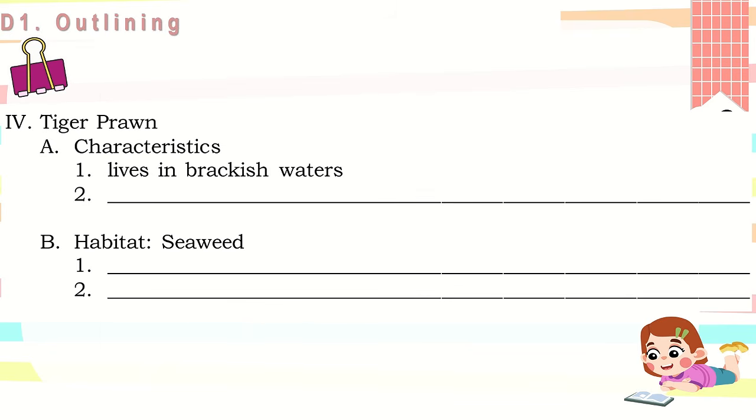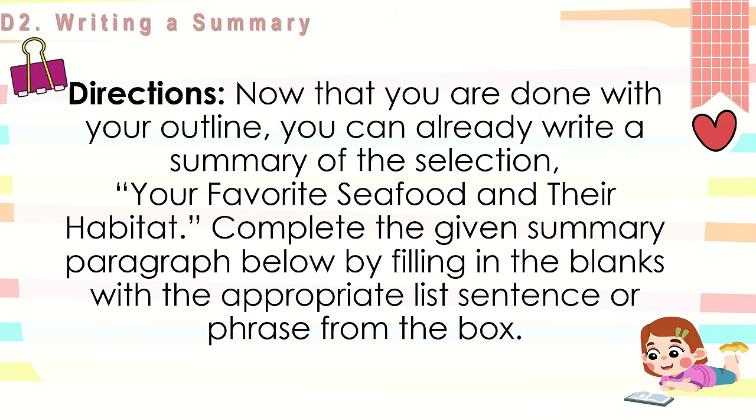Tiger prawn. Characteristics: lives in brackish waters. Habitat: seaweed. For writing a summary. Now that you are done with your outline, you can already write a summary of the selection, your favorite seafood, and their habitat. Complete the given summary paragraph below by filling in the blanks with the appropriate list sentence or phrase from the box.